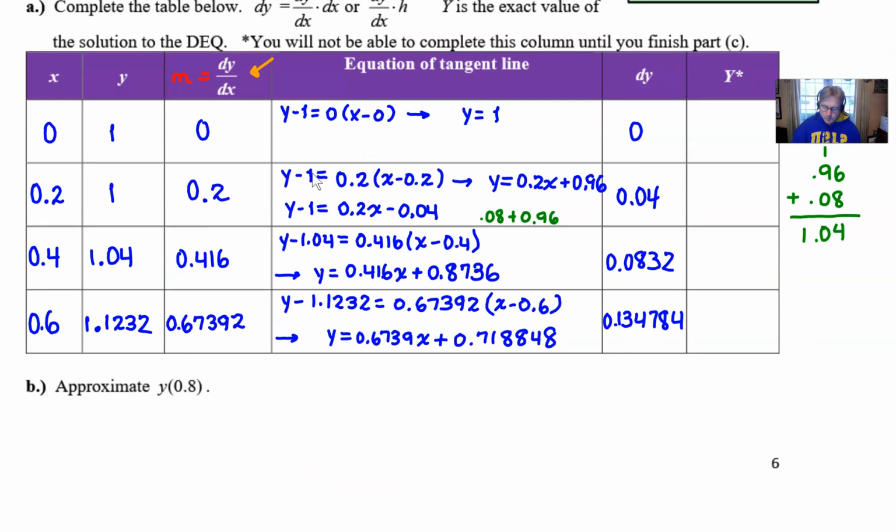We're asked to approximate y of 0.8. If that's what our task is in this next part, that would have just been the very next row. In other words, if we had a fifth row and we had 0.8 carry down because that's the next x, because of the h being 0.2, then whatever we put right here is that approximation. We've got to find this question mark.